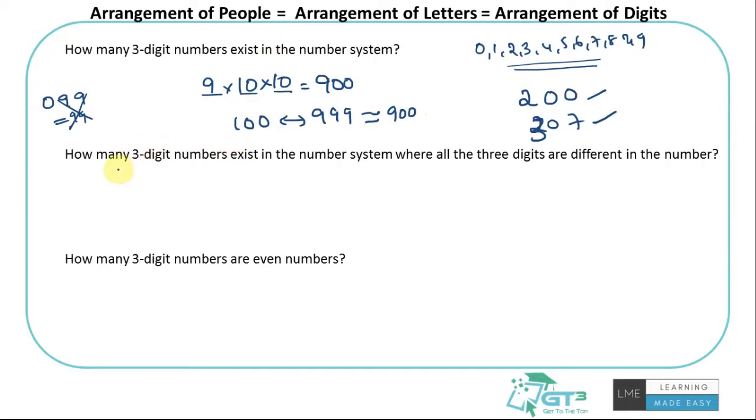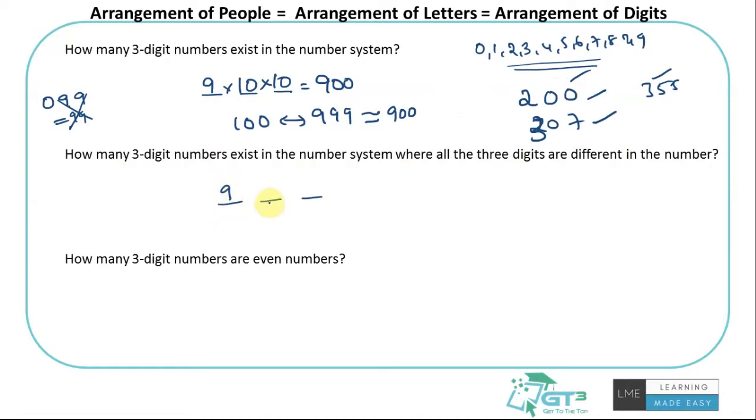So let's assume the repetition is not allowed. Here I've counted that I can have 200, right? I can have 355. These are all counted. Let's assume the question asks how many 3-digit numbers exist in the number system where all the 3 digits are different. Again, I start off with 3 blanks. In the first blank, I cannot put 0. Leaving that, I can put any one from the 9.